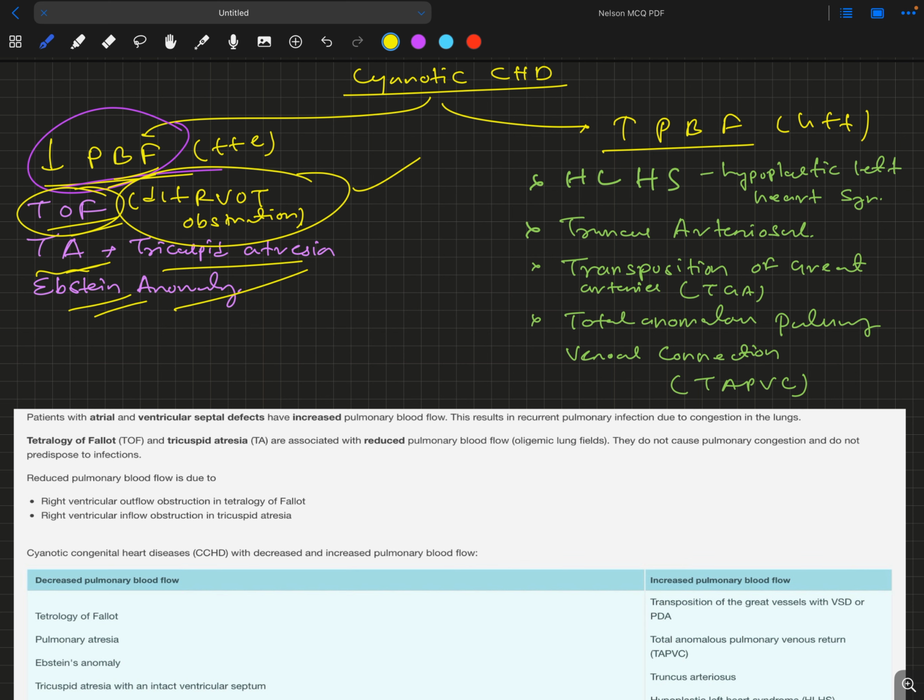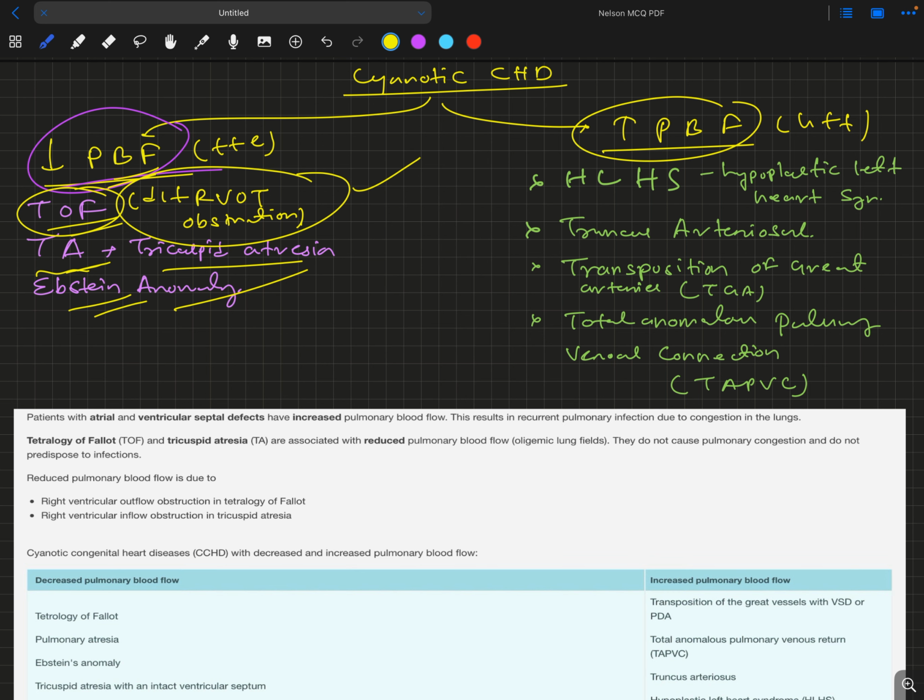In case of Epstein anomaly, there is atrialization of the right ventricle. That means the right ventricle size is reduced, so its capacity is decreased, so there will be decreased pulmonary blood flow. So there are three cyanotic congenital heart diseases with decreased pulmonary blood flow. They are tetralogy of Fallot, tricuspid atresia, and Epstein anomaly.